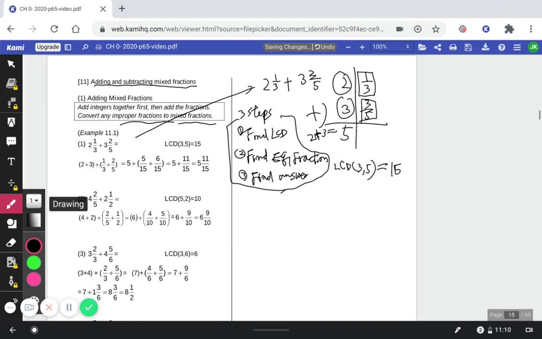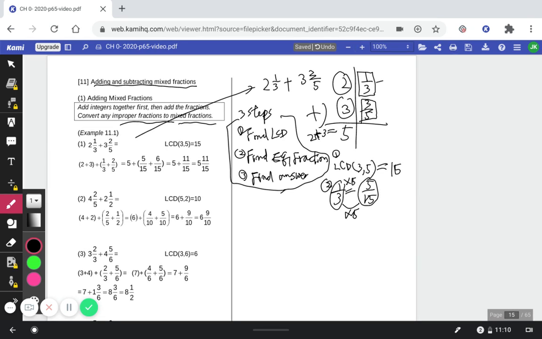And that's just step 1, right? And step 2, you convert each one into a fraction with the LCD as the denominator. So 3 goes into 15 5 times, so you multiply by 5 on the numerator as well. So 1/3 is the same as 5/15.